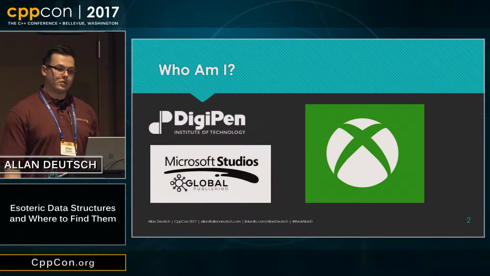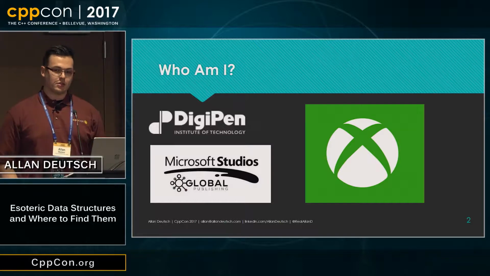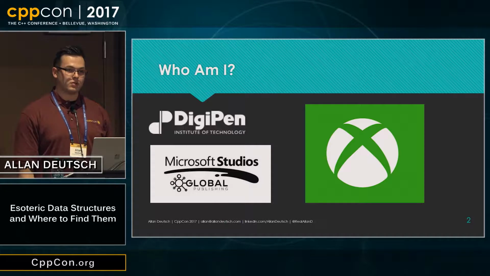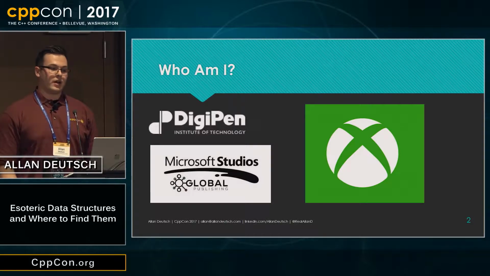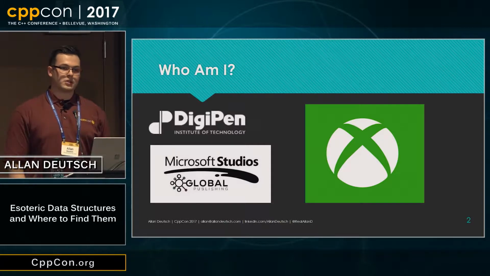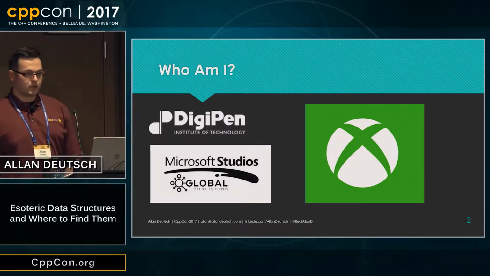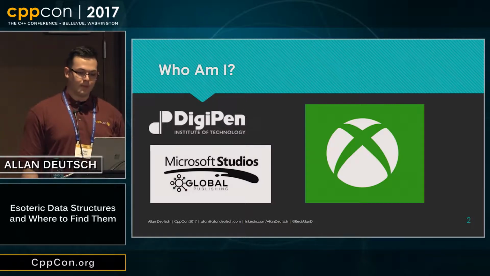I'm a student at DigiPen Institute of Technology. It's a small school in Redmond. We make video games. I'm studying for a computer science degree, and I've interned as a software engineer at Microsoft Studios' global publishing team and as a program manager within Xbox in the Advanced Technology group. And I'll be returning once I graduate as a full-time employee there.